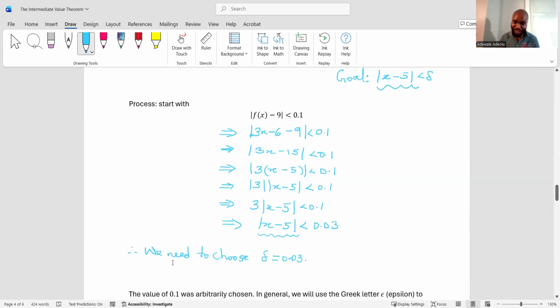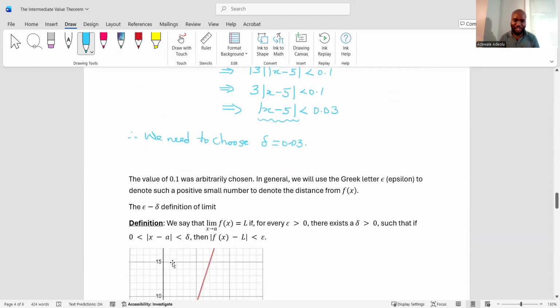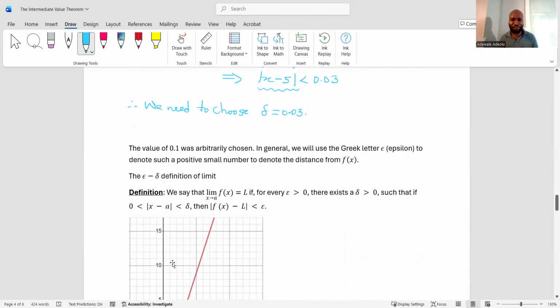Okay, so that is just explanation. Now let us give it a formal definition. The value of 0.1 was arbitrarily chosen. Yes, I just chose 0.1. I can say I want it to be less than 0.001 because the smaller it becomes, the finer my answer is.